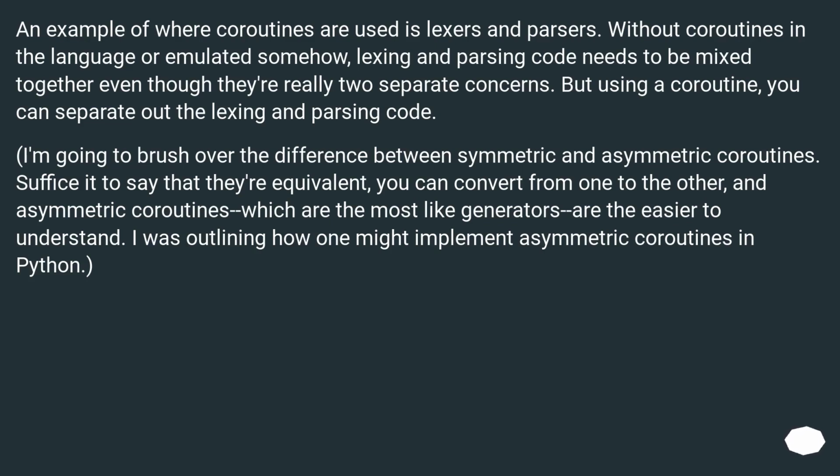I'm going to brush over the difference between symmetric and asymmetric coroutines. Suffice it to say that they're equivalent, you can convert from one to the other. And asymmetric coroutines, which are the most like generators, are the easier to understand. I was outlining how one might implement asymmetric coroutines in Python.